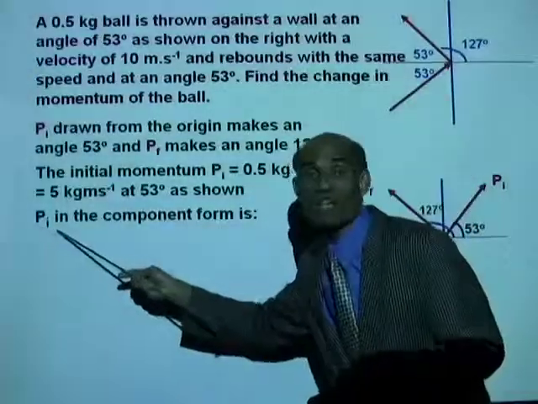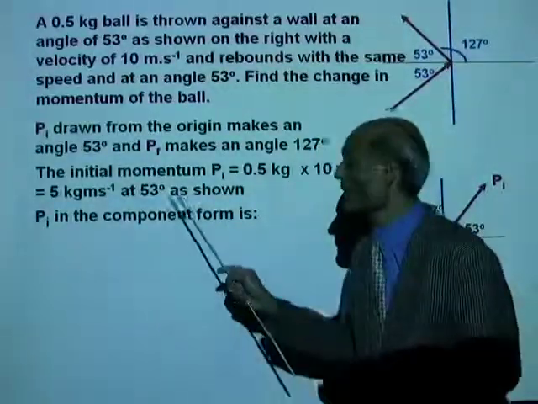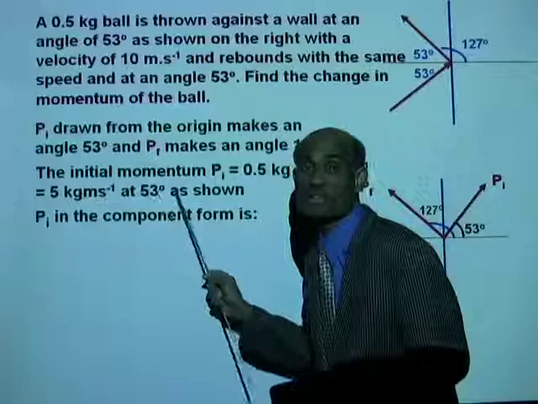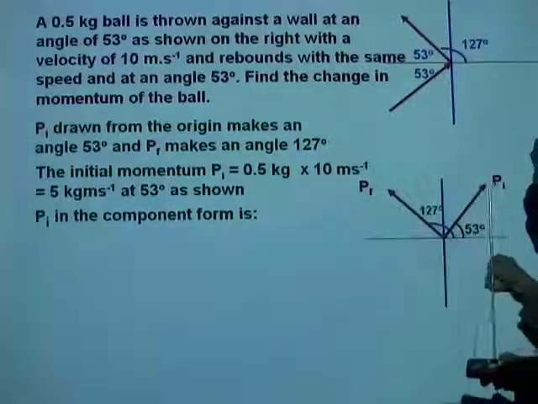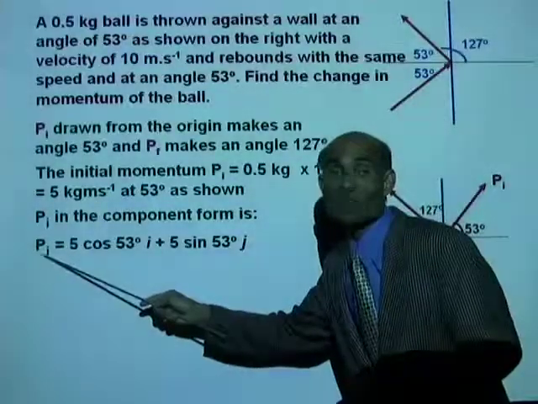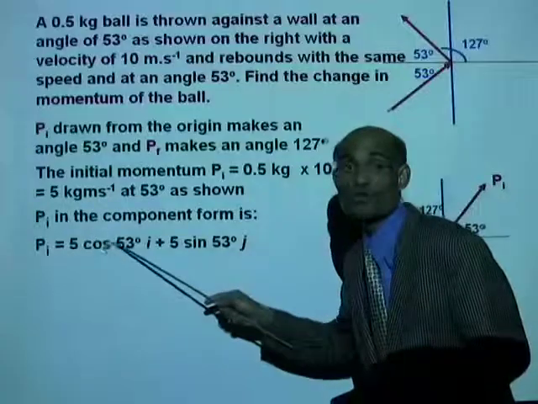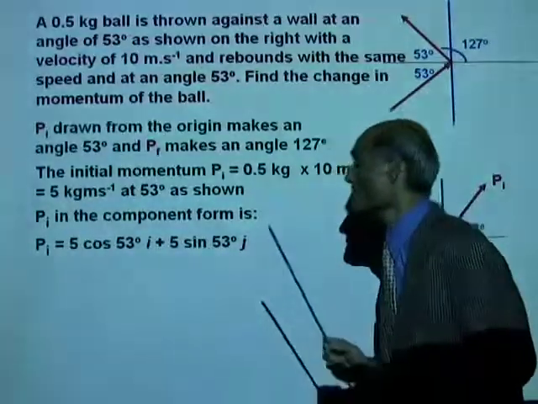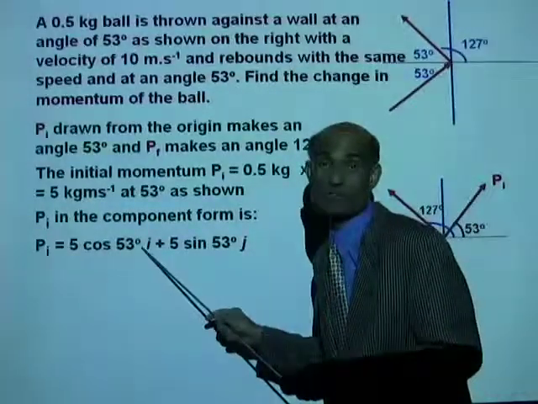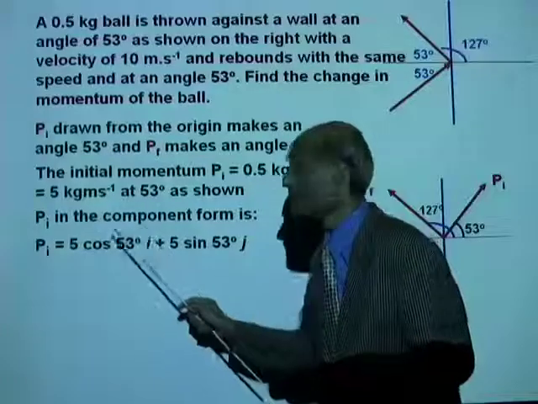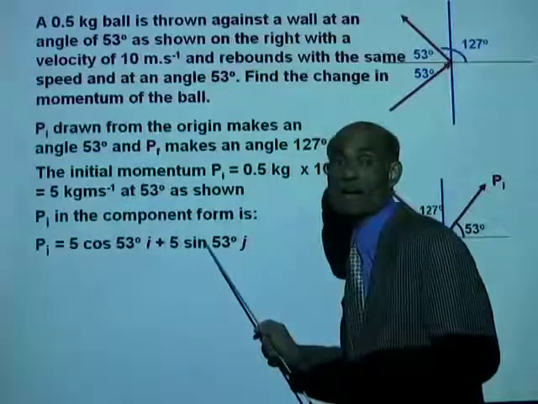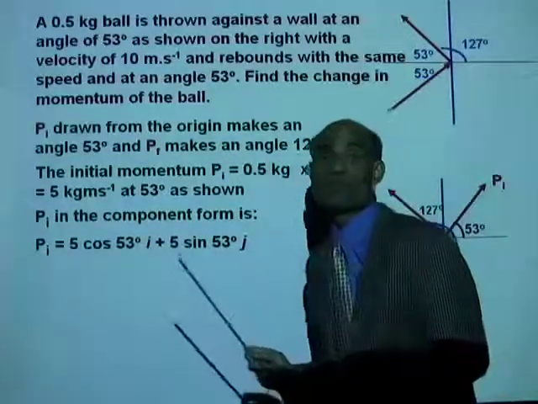Alright, let's write that in the component form. Can you help me do that? PI is 5 kilogram meter per second at 53 degrees. What are the x and y components of PI? PI in the component form is 5 cos 53 degrees i plus 5 sine 53 degrees j. I'm sure this is now familiar to you. Is that right? There is no problem there. 5 cos 53 degrees i, that is the x component. 5 sine 53 degrees j, that is the y component.